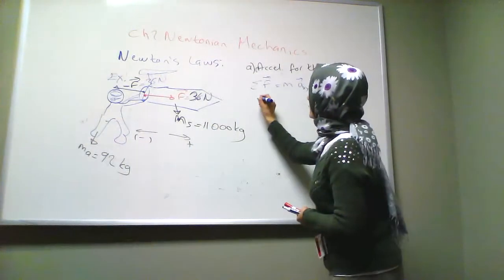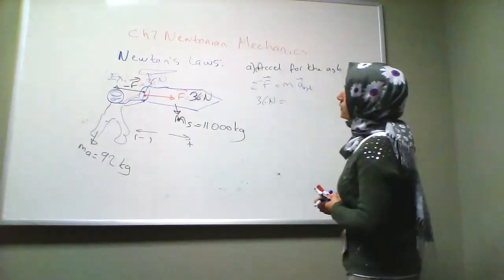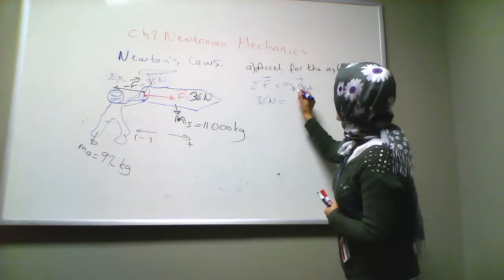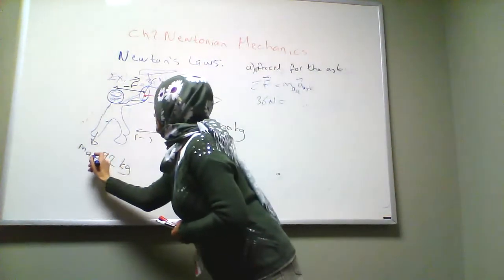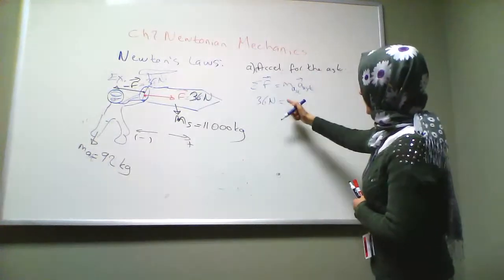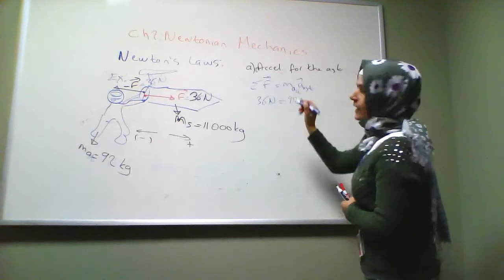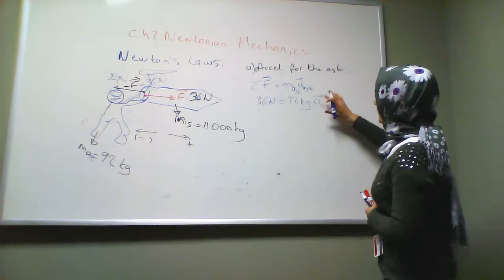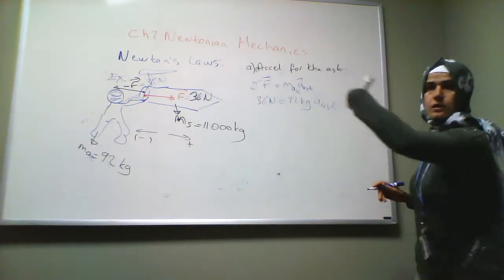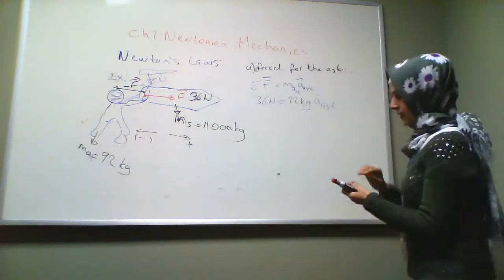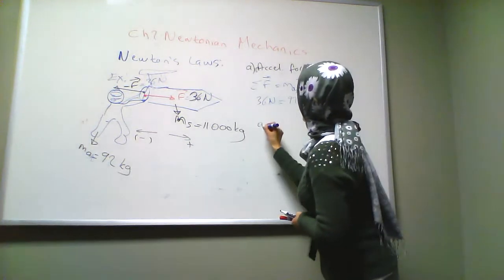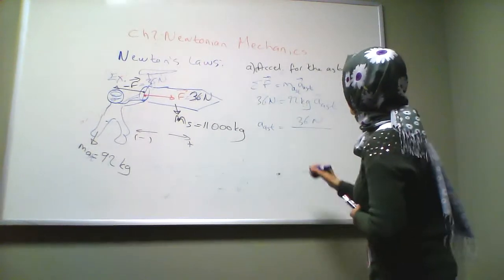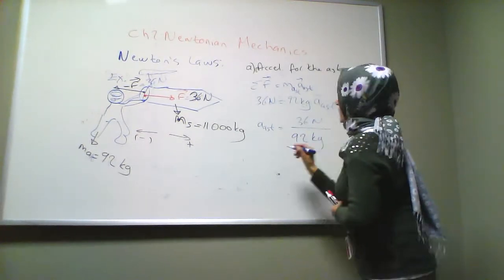So I put this in here. 36 Newton is equal to mass of the astronaut times a, let me put here ma as well. Well, let me make this an astronaut, so it will be more definite. An astronaut, 92 kilogram, times a astronaut. This is a vector, but I am interested in its magnitude. It's towards left, I know. And I'm just going to find the magnitude. From here, a astronaut is equal to 36 Newton divided by 92 kilograms. Over here I might stop.